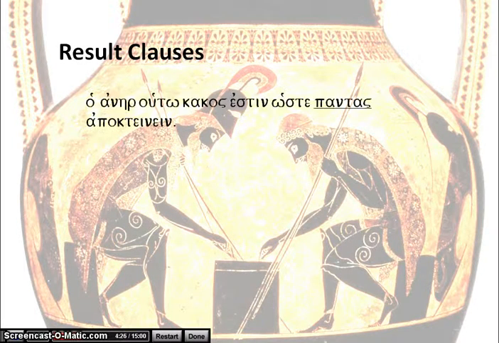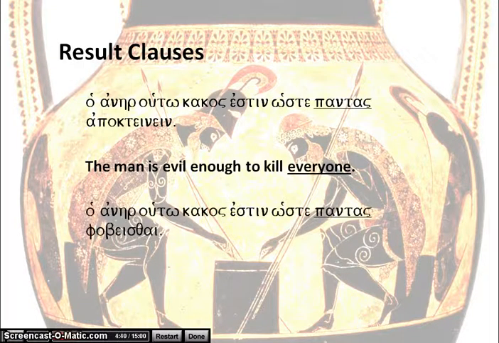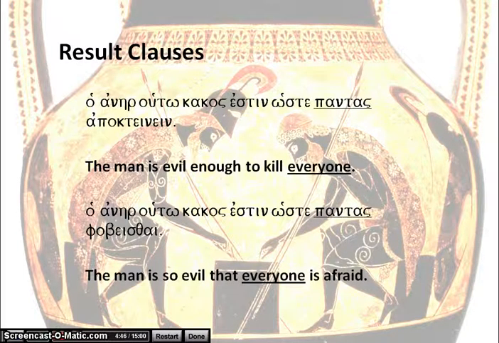So we'll have a look at two examples. We've got: ho anēr houto kakos estin hoste pantas apokteinai. So here we can see pantas is the object of apokteinai. So the man is evil enough to kill everyone. Ho anēr houto kakos estin hoste pantas phobeisthai. So here it's the man is so evil that everyone is afraid. So here pantas, although it's accusative, is the subject of our infinitive phobeisthai.